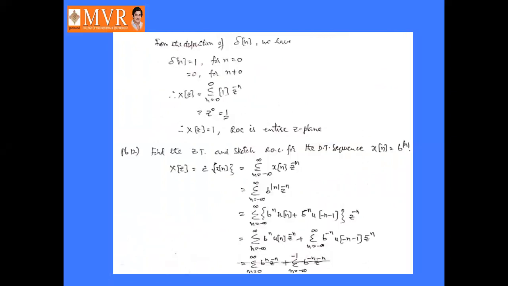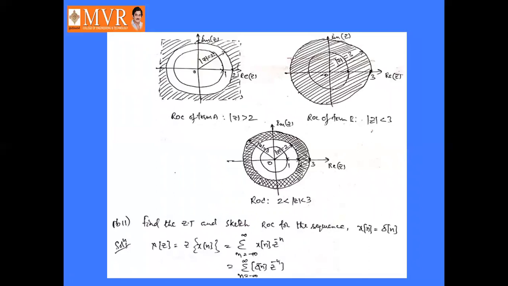And next one is find the z transform and sketch ROC for the sequence x of n equal to delta of n. Okay. x of n equal delta of n. So as we already know that delta of n exists at n equal to 0 only. Otherwise, remaining places its value is 0.